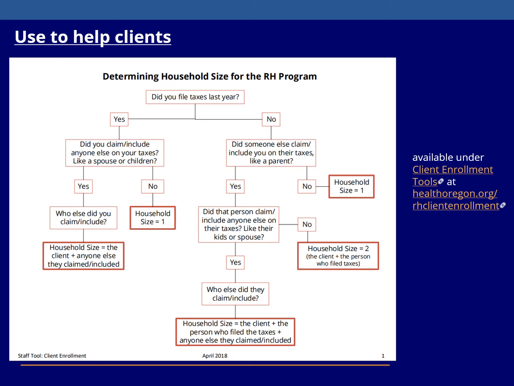If the client did not file taxes last year, ask if anyone else could have claimed them, like a parent. If the answer is no, their household size is 1. If the answer is yes, they must include themselves, the person who filed the taxes, and anyone else they think would have been on the taxes, like siblings or another parent. So taking one of the children from the first example, their household size would also be 3, themselves, their parent, and their sibling.